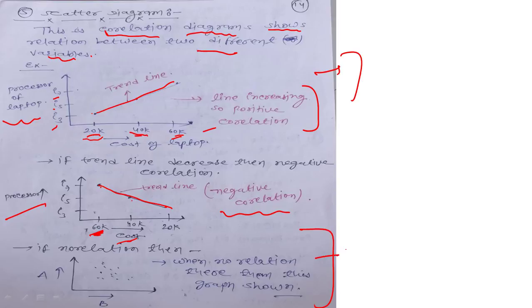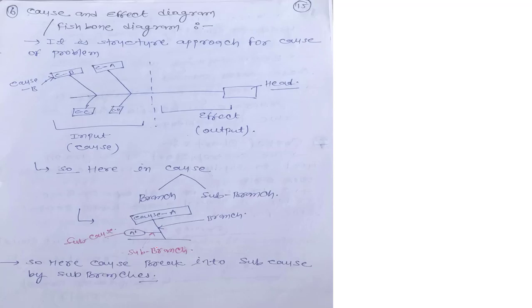And if any variables don't have any relation, that is known as no relation, and the graph shows some scattered dots like this. Okay, so scatter diagram, similarly in any process or any company, we are maintaining a proper relation between two things. Okay, for example, I need to maintain quality, sir. How is our quality maintenance and how are we changing our cost.